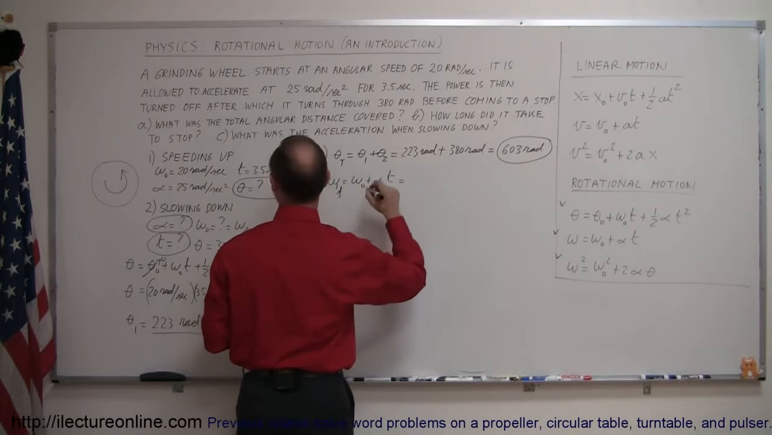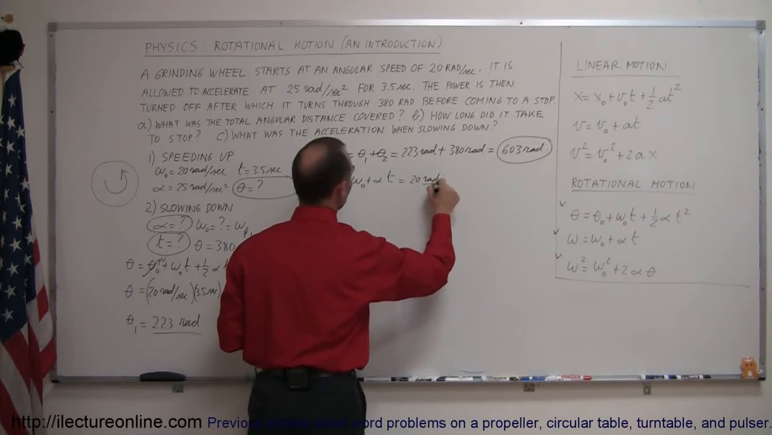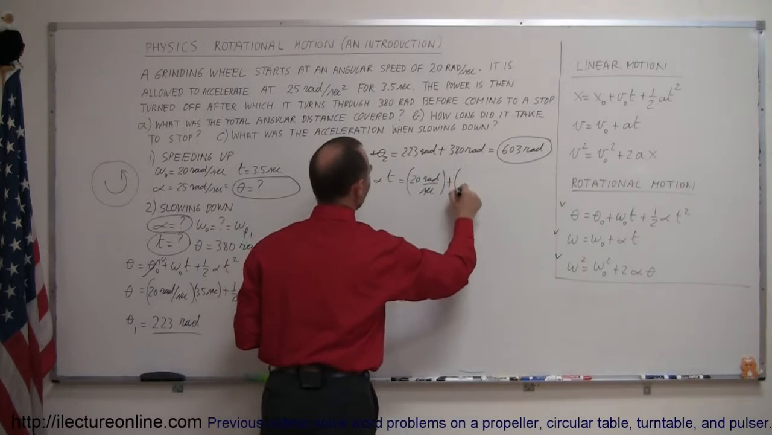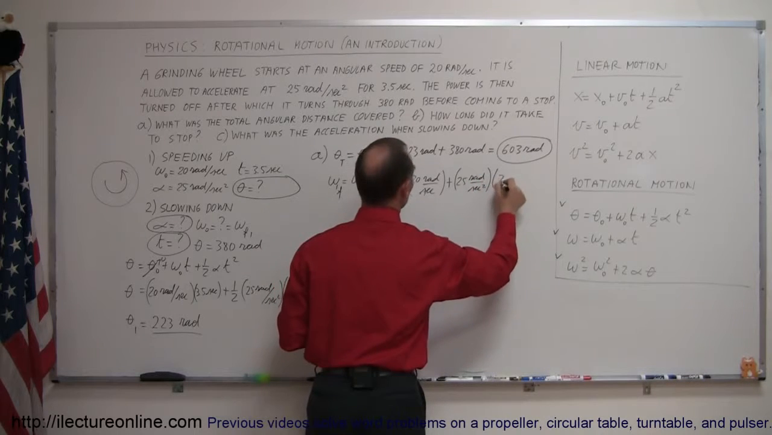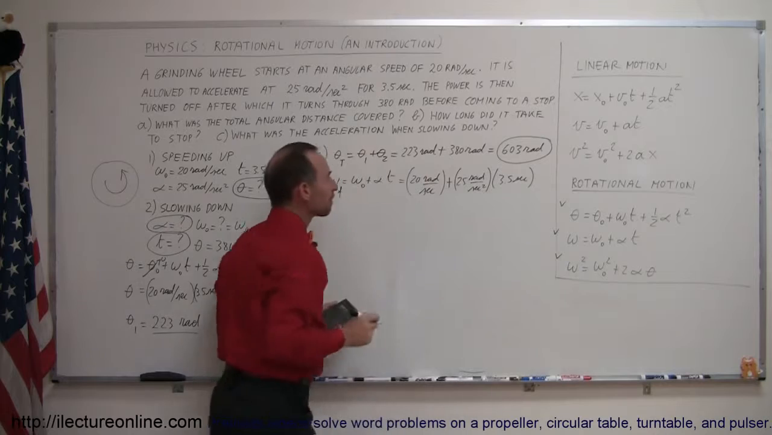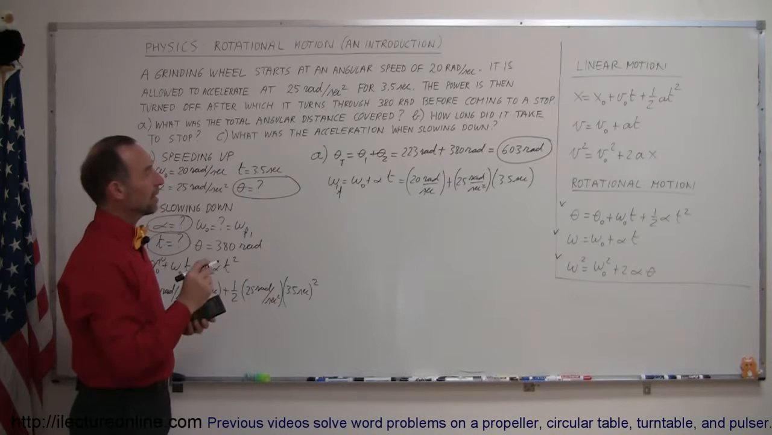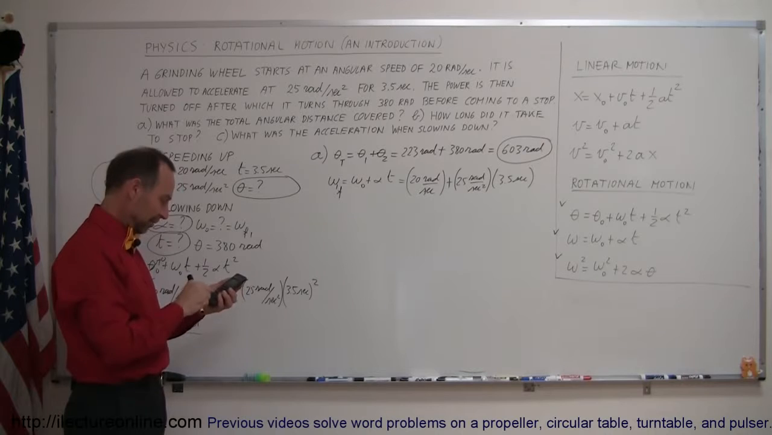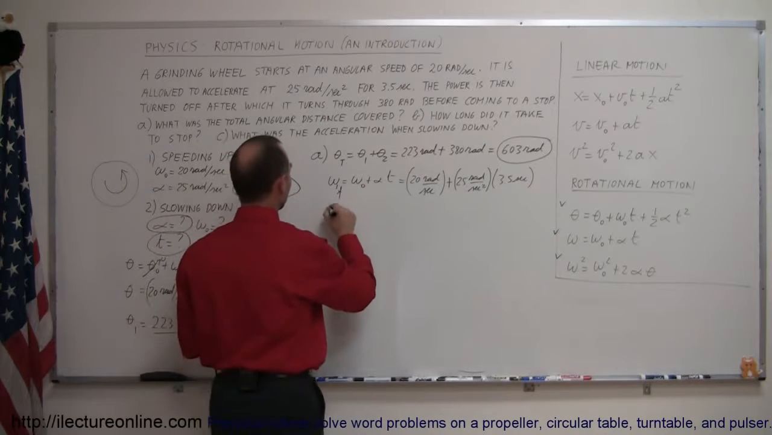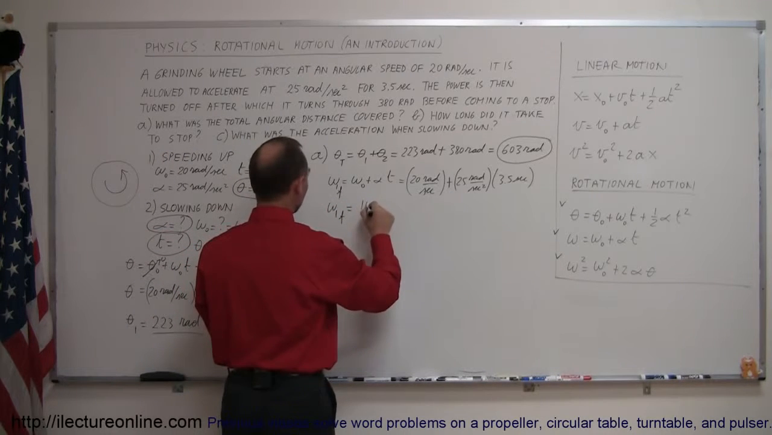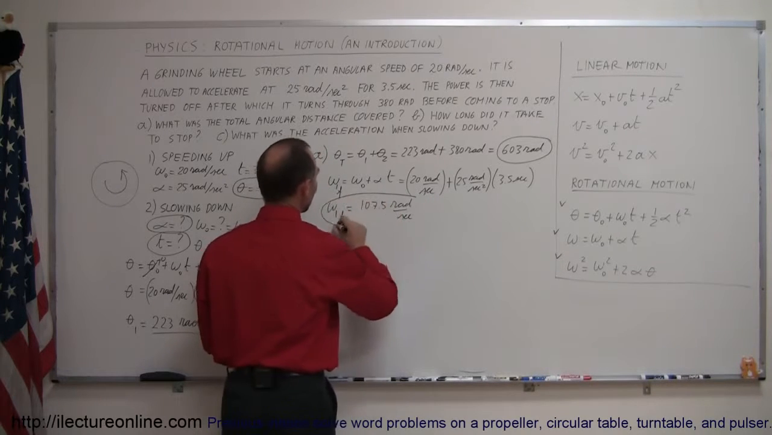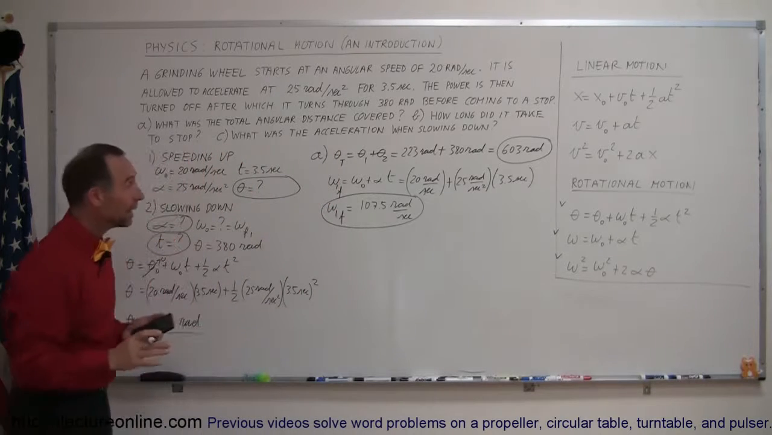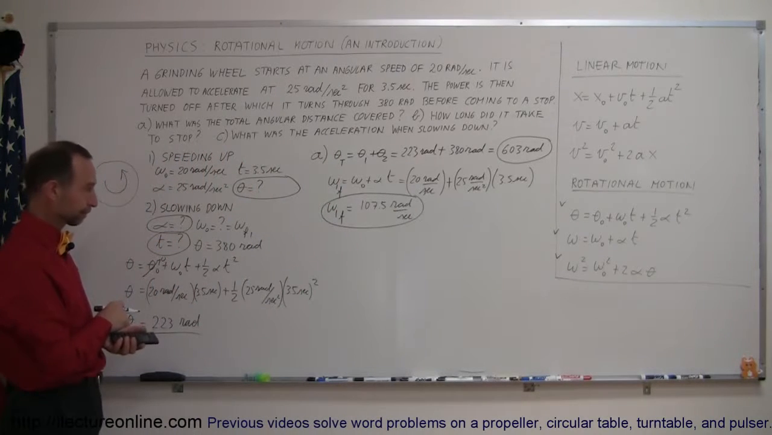That's equal to a startup speed of 20 radians per second plus alpha, which is 25 radians per second squared, times a time of 3.5 seconds. So that would be 25 times 3.5 plus 20. So omega 1 final is equal to 107.5 radians per second. Even though they didn't explicitly ask for that, it will come in handy when we do the second and third part of the problem.